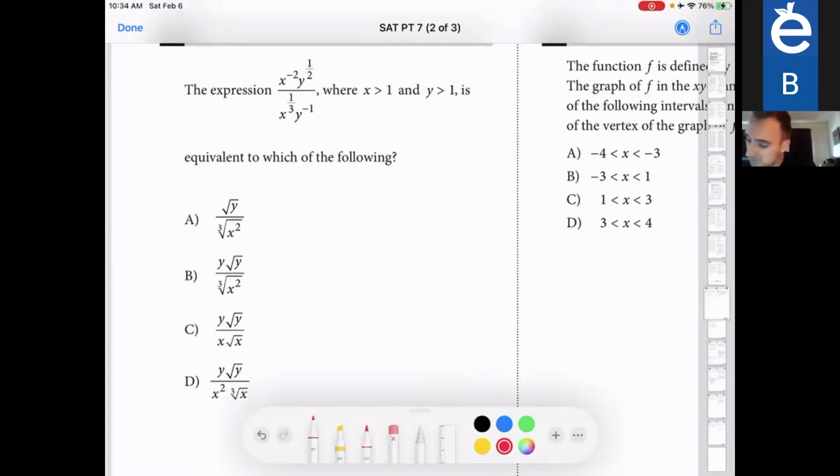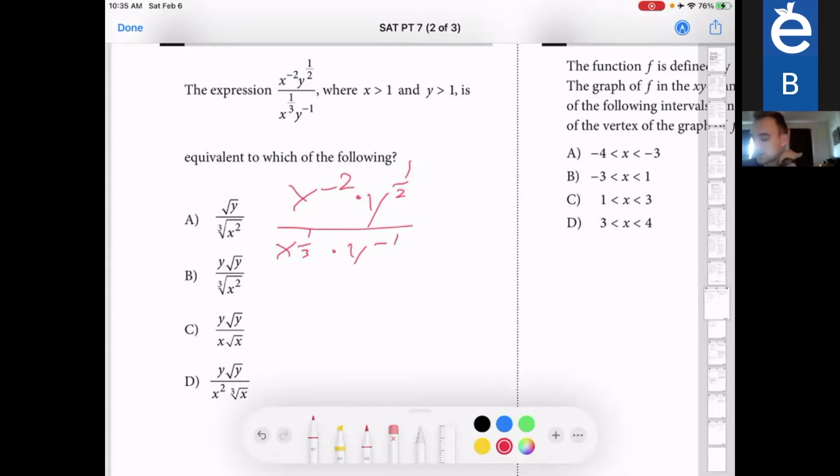We have x to the -2 times y to the 1/2 over x to the 1/3 times y to the -1. So let's just start out with looking at one variable. I'll take my x term first and try and simplify that.